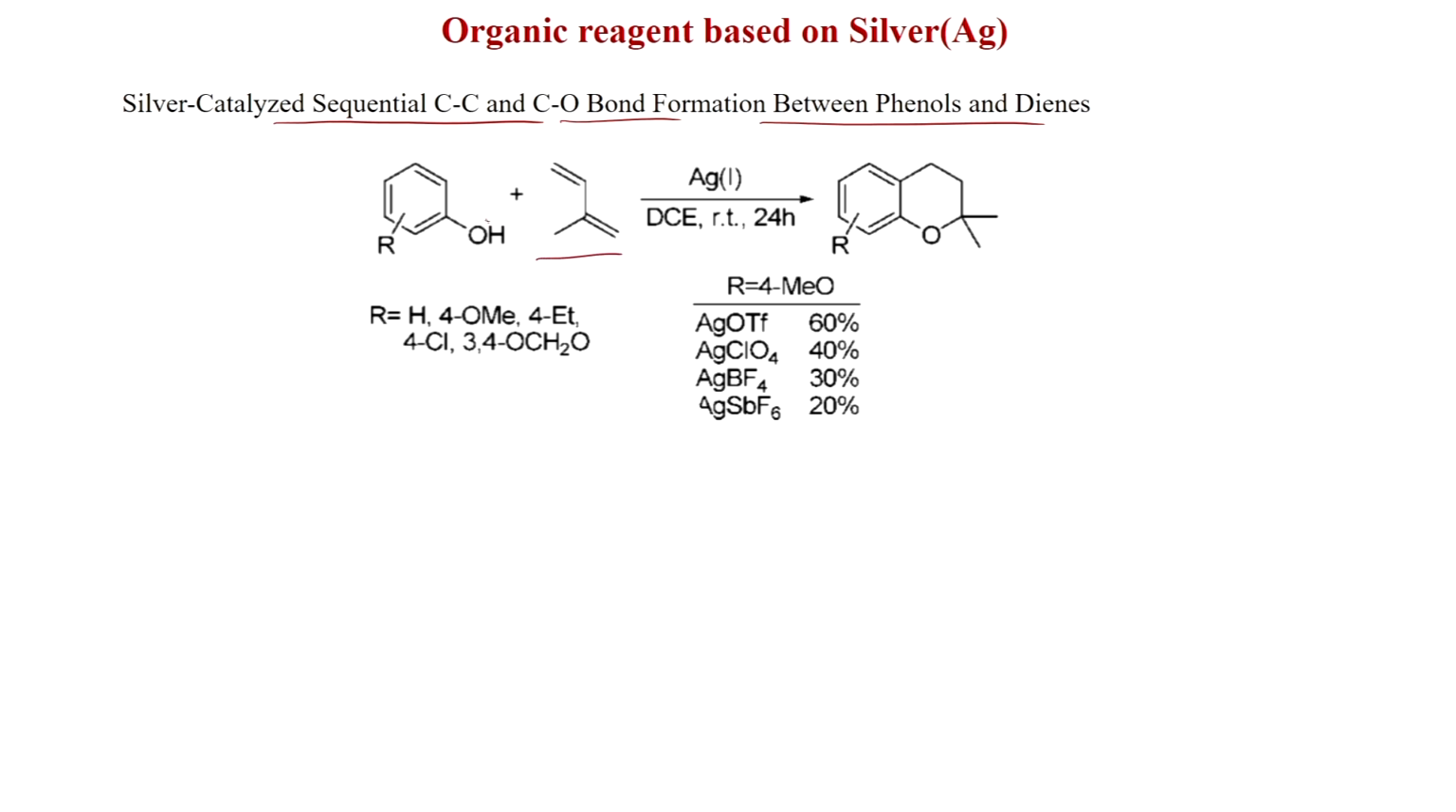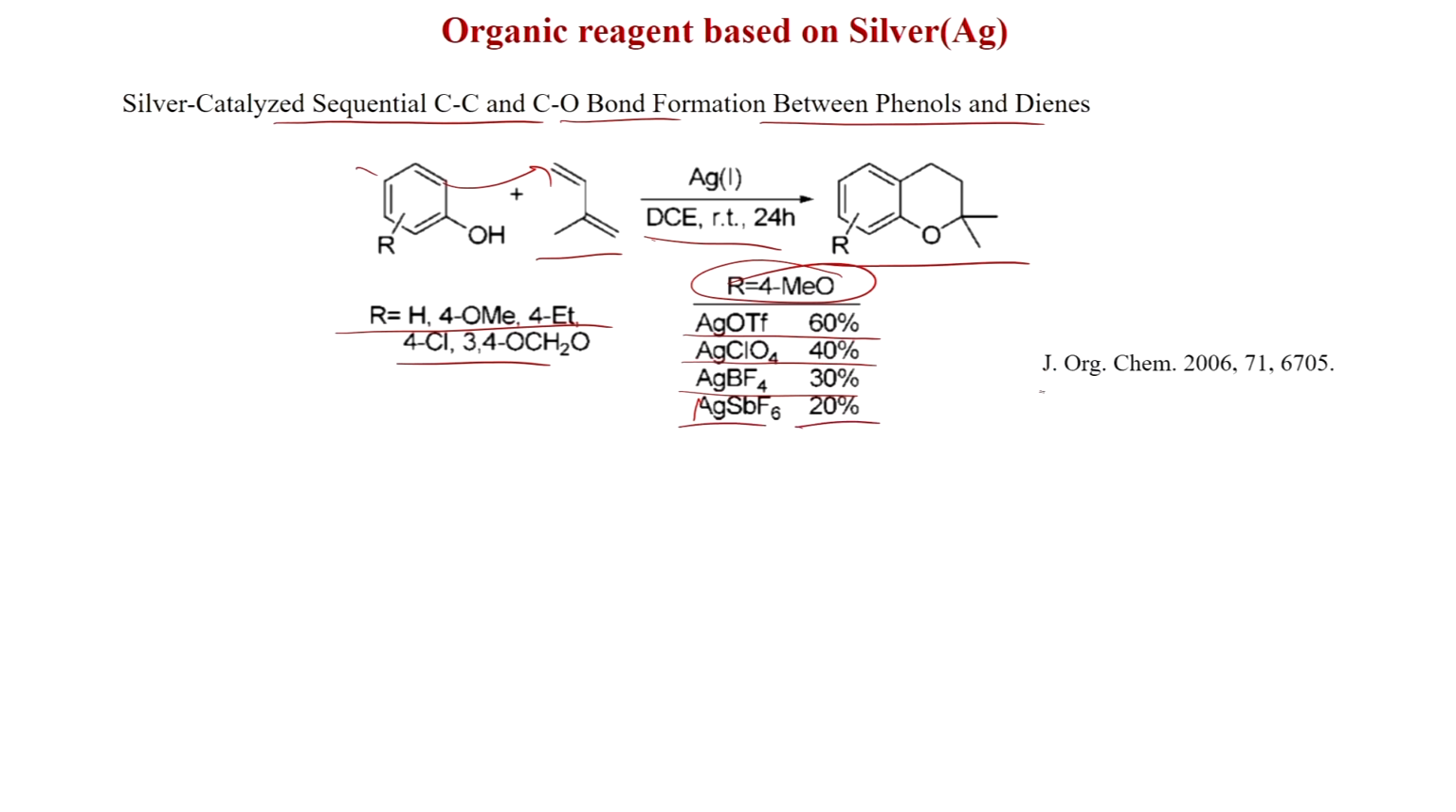This is phenol, this is diene. So, here this attack will take place, followed by silver mediated cyclization will give this, and different groups can be tolerated here, and with 4-methoxy group, R is equal to 4-methoxy, here the silver triflate gives 60% yield, silver chlorate 40%, silver tetrafluoroborate 30%, and AgSbF6 only 20% yield. This was published in JOC. So, here the silver is acting as a Lewis acid, Friedel-Crafts reaction is happening, followed by the oxocyclization.